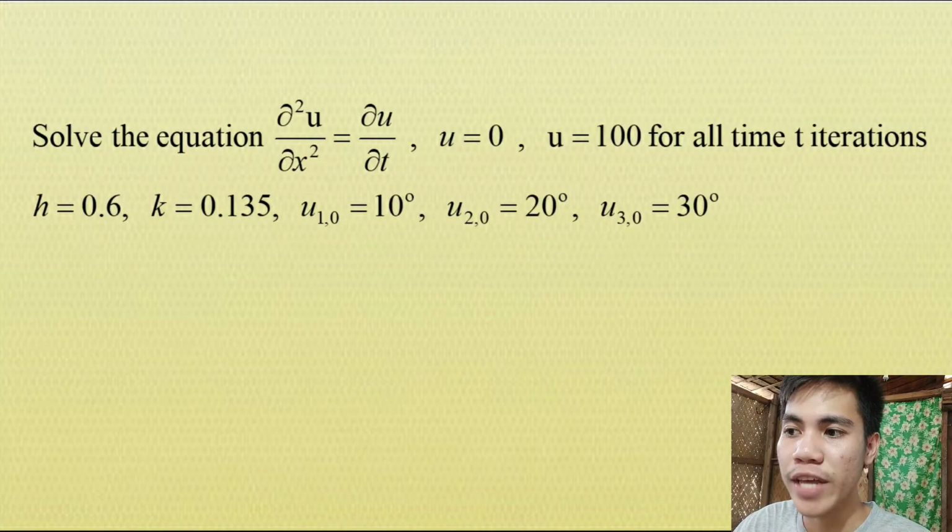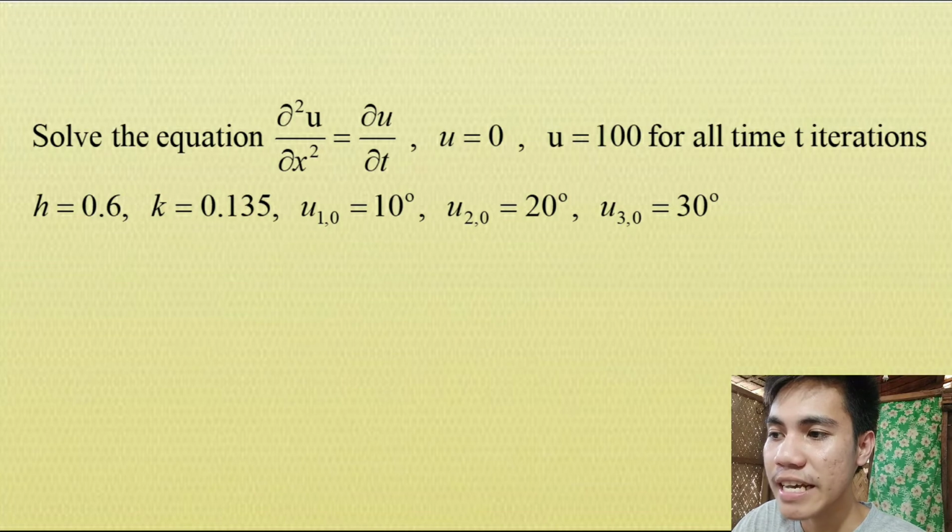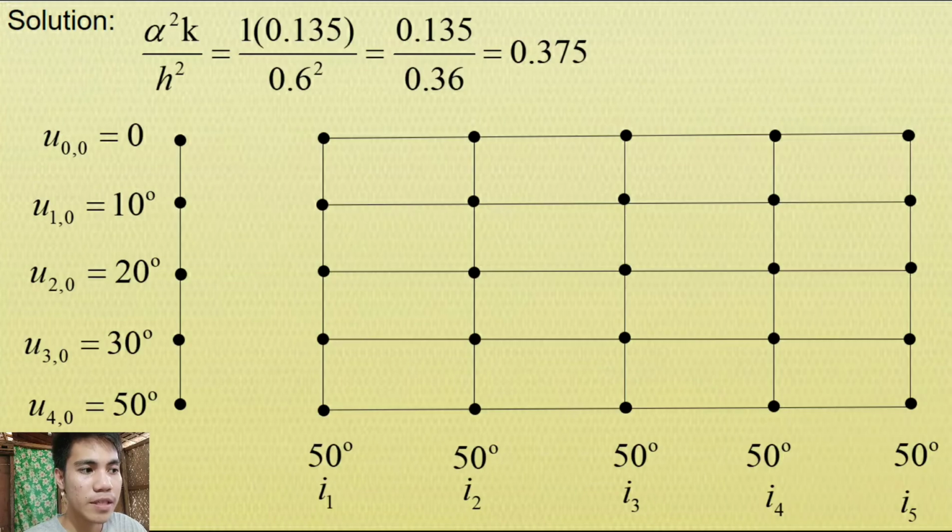So the problem is to solve the equation: the second partial derivative of u with respect to x is equal to the partial derivative of u with respect to t, given u equals 0 and u equals 100 for all time t iterations. h is equal to 0.6, k is equal to 0.135, u sub 1 comma 0 is equal to 10 degrees, u sub 2 comma 0 is equal to 20 degrees, and u sub 3 comma 0 is equal to 30 degrees. So our solution is alpha squared times k all over h squared, which is 1 times 0.135 all over 0.6 squared, which is 0.135 over 0.36, which is equal to 0.375.